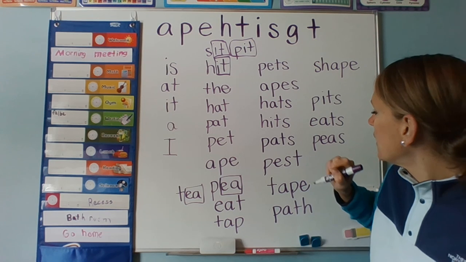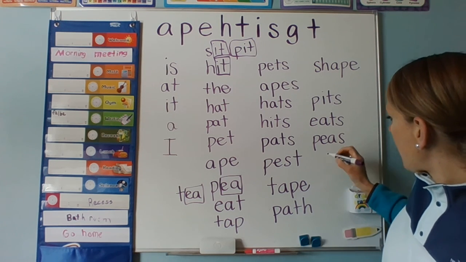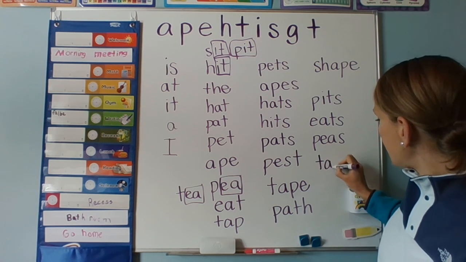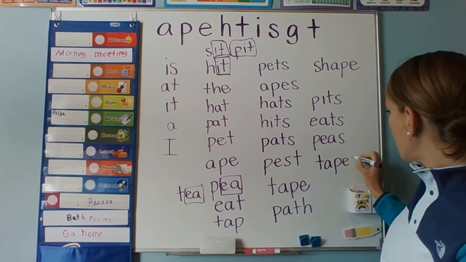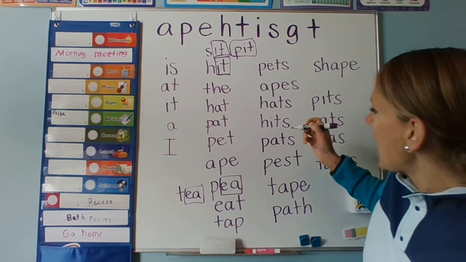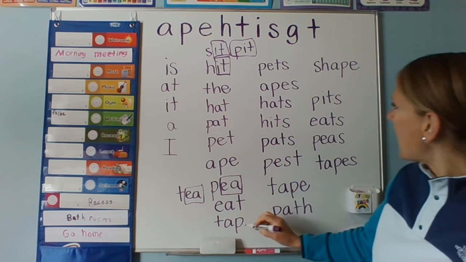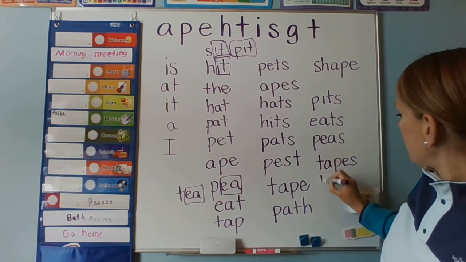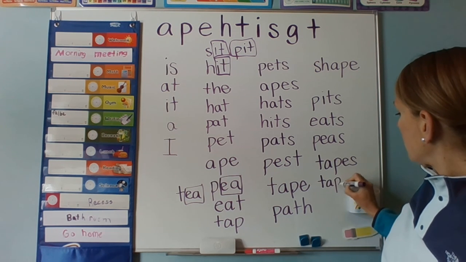Tapes. I don't think we have that. Tapes. There's different tapes. Tape everything to the wall. Tap. Taps. Tap and taps. Oh, we do have tap, so we'll add taps up here. Okie doke, I'm all done.